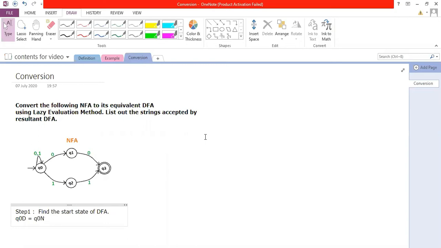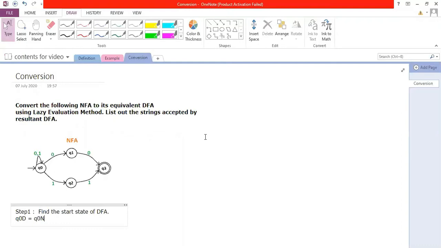As specified in the previous video, there are two methods or two ways to convert from NFA to DFA. One is the lazy evaluation method. The other is the subset construction method. In this session we talk about the lazy evaluation method.